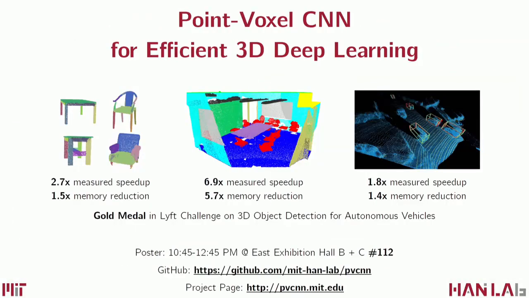To sum up, we designed a hardware-efficient model, point voxel CNN, that makes the points and voxels specialized in their own strength. Our model won the gold medal in this year's LPCV challenge.